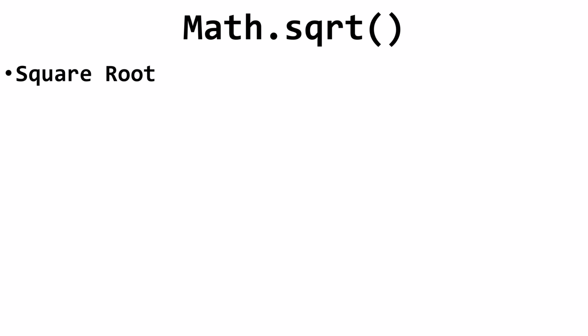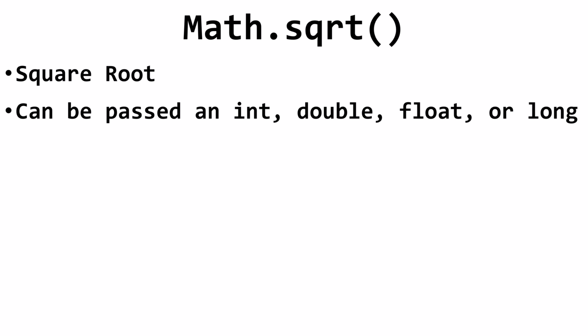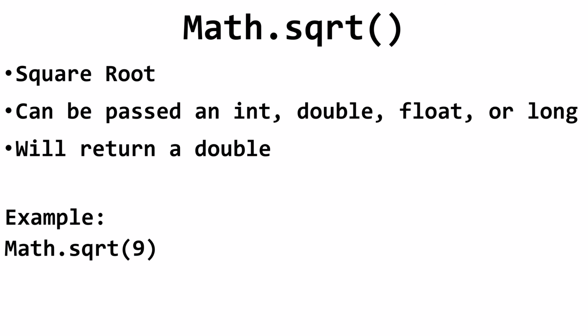Math square root. This method calculates the square root. The square root method can be passed an int, a double, a float, or a long. Math square root will always return a double. For example, if we call math square root and pass it the int 9, it will return the double 3.0.